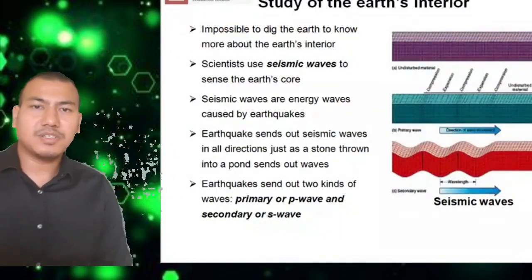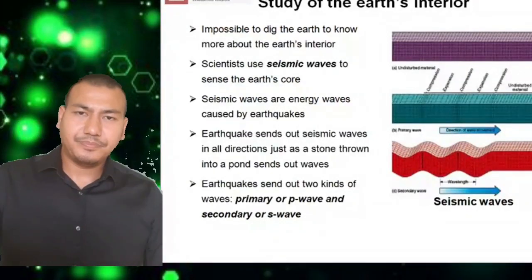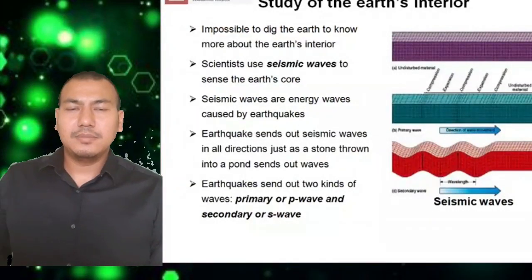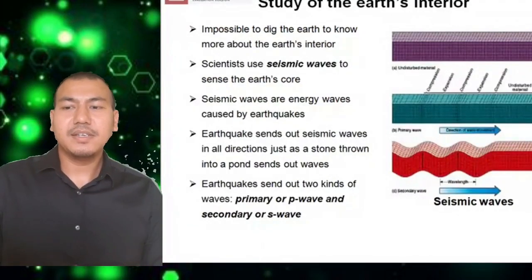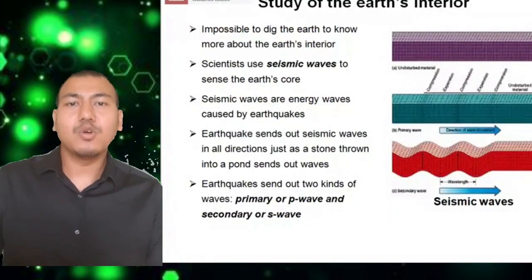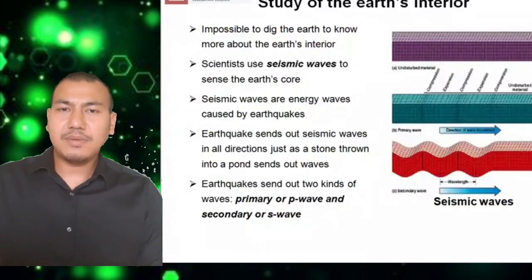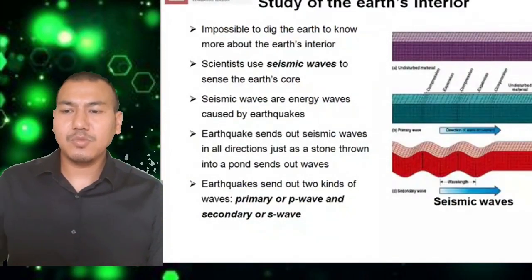And how do scientists find out? They prepared technology through which they can measure it. That is through a seismograph. We call the instrument that measures seismic waves a seismograph.